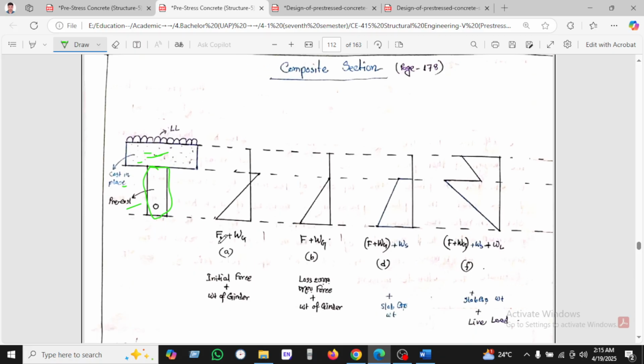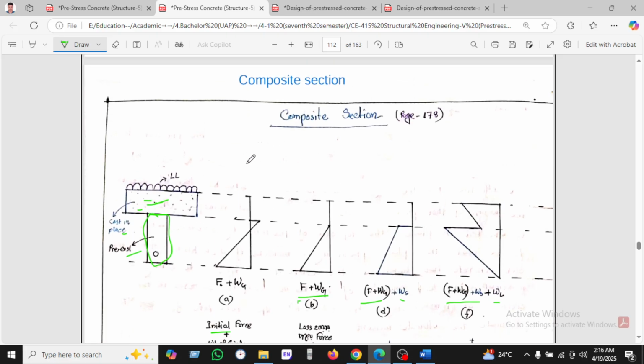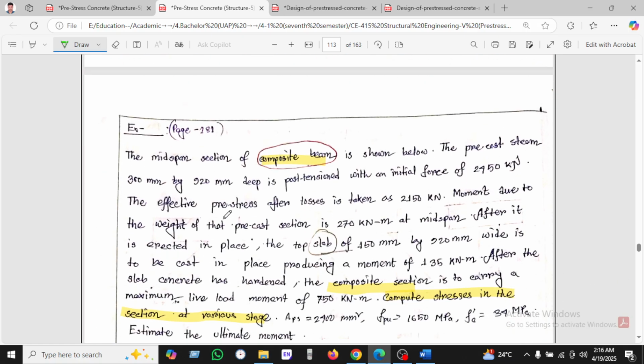So we can see the initial force plus weight of girder, and then the force after the loss plus weight of girder, plus the slab weight, then the slab weight plus live load. These are the composite action, or total composite action. Okay, let's see the example.